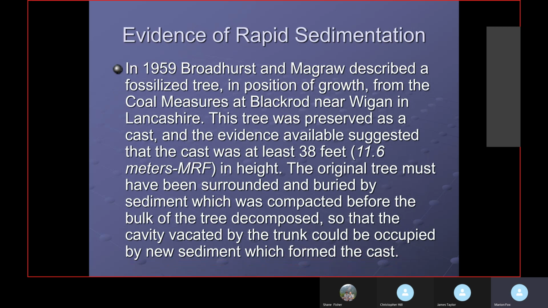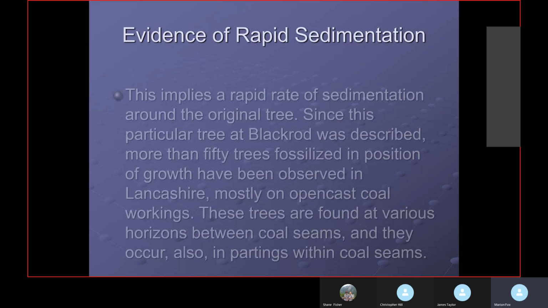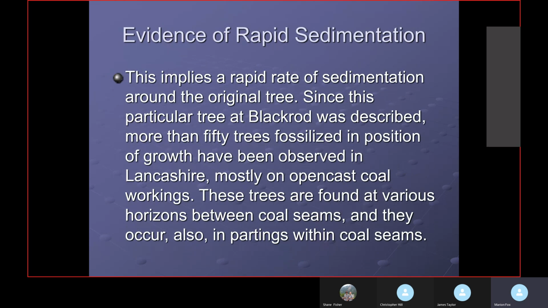In 1959, Broadhurst and McGraw described a fossilized tree in position of growth from the Coal Measures, the Black Rod, near Wigan in Lancashire, that's in England. This tree was preserved as a cast, and the evidence available suggested that the cast was at least 38 feet, 11.6 meters, in height. The original tree must have been surrounded and buried by sediment, which was compacted before the bulk of the tree decomposed, so that the cavity vacated by the tree could be occupied by new sediment, which formed the cast. So the tree decomposed, and then it was filled with more sediment. This implies a rapid rate of sedimentation around the original tree.